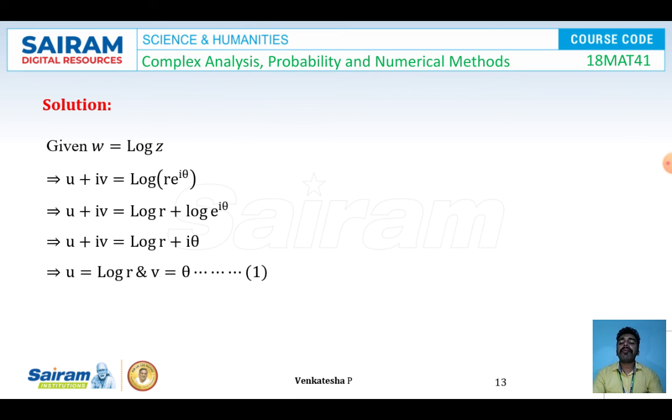So now I'll be differentiating equation number 1 with respect to r and theta one time. If I differentiate equation number 1 with respect to r, dou u by dou r will become 1 by r and dou v by dou r will become 0, since here no r variable is there. Similarly, if I differentiate u and v with respect to theta, dou u by dou theta will become 0 because here no theta variable is there, and dou v by dou theta will become 1.